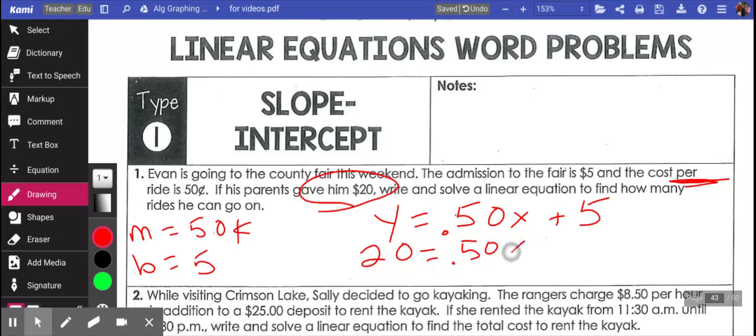And so we have this. And then we're going to minus 5 from both sides. And we get 0.50x equals 15. And then we're going to do 15 divided by 0.5. And that gives us 30 rides. And you don't have to label, but if you do and then you go back and make sure it makes sense, then you know you've done it right.